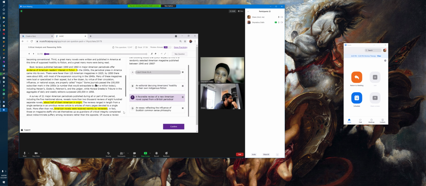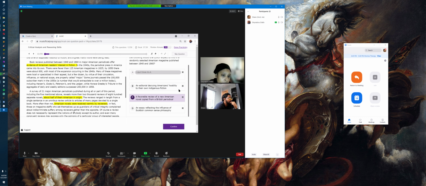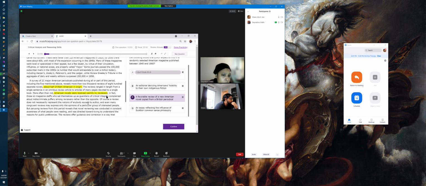Let me see. Of course, a review does not necessarily represent the notions of anybody except its author, and even many congruent reviews may express only the opinions of a particular group of interested people. So I think B would be there. Okay. Editorial decrying Americans' hostility to their own indigenous fiction.